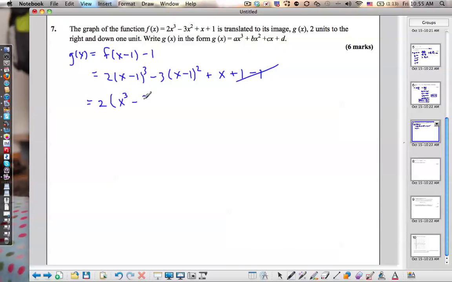Minus 3x squared plus 3x plus 1. A little binomial expansion in my head. I think that's right. Minus 3x squared minus 2x plus 1.